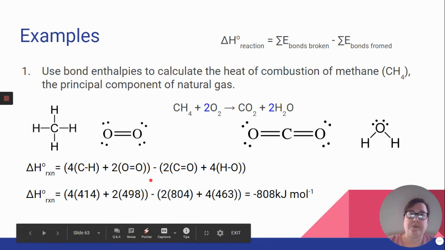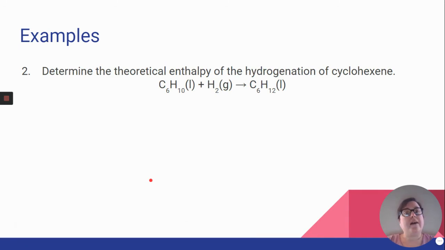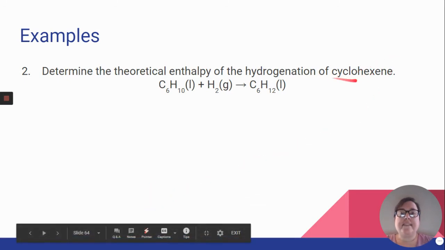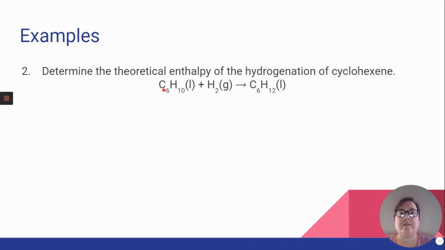Let's look at another example. This one's a little bit harder because of having to draw the Lewis structures. It tells us that it's a cyclohexane. Cyclo means that these 6 carbon atoms are going to form a ring of sorts, and then we can bond our hydrogen. Remember that carbon has to have 4 bonds. Carbon always has 4 bonds.